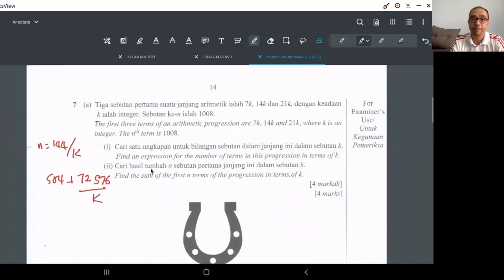Okay, number 7. Number 7 is a progressions question, and this is a pretty simple progressions question compared to the previous question. So the first 3 terms in the arithmetic progression are 7k, 14k, 21k, where k is an integer, and the nth term is 1008. So Tn is 1008. Find an expression for the number of terms in this progression in terms of k. So you want to find the expression for n.